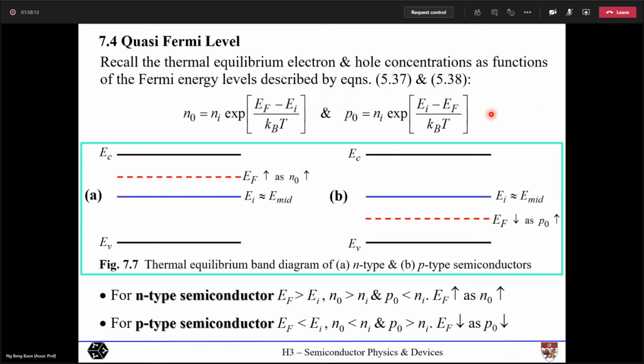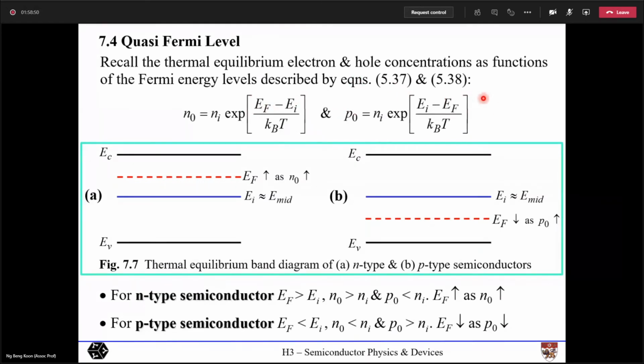Now the question is, what happens when you have a non-equilibrium condition? Obviously the electron and hole concentrations would change. They are no longer n0, p0, which means they are no longer thermal equilibrium values. Then if you were to apply these two equations to find the respective Fermi levels, you will not expect the Fermi levels that you determine in non-equilibrium cases to be equal, because they are no longer the same.